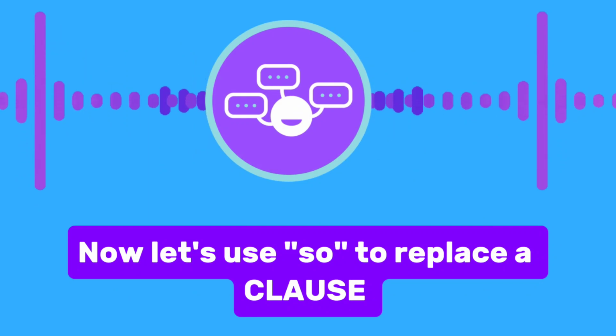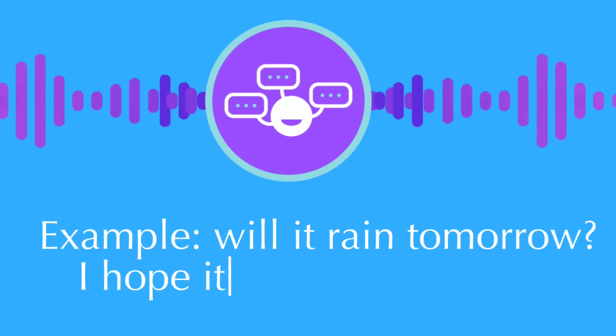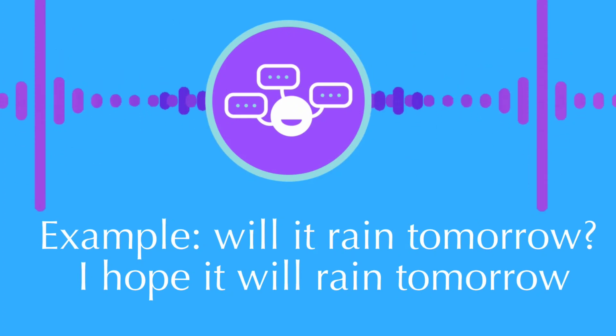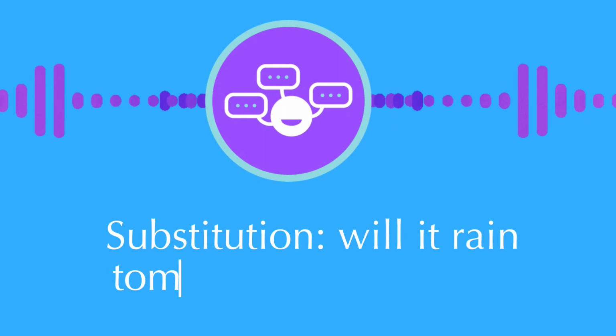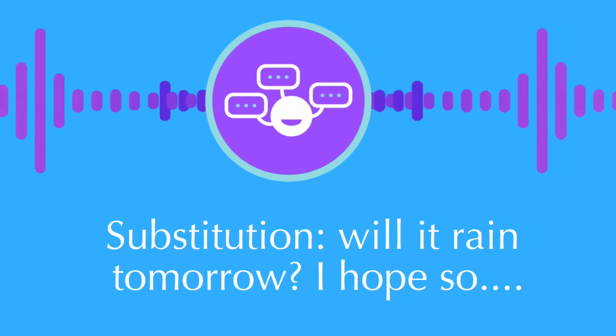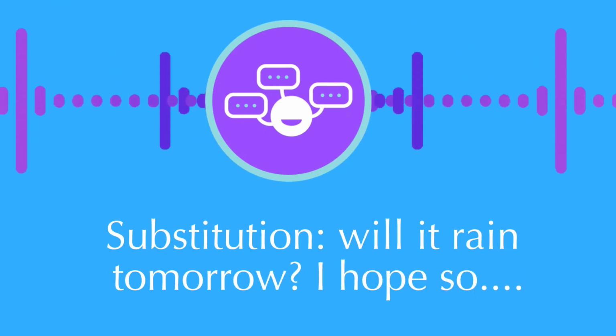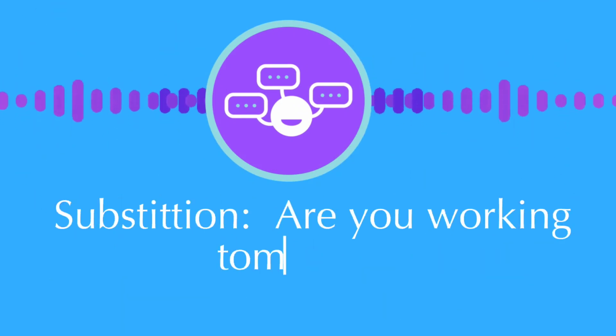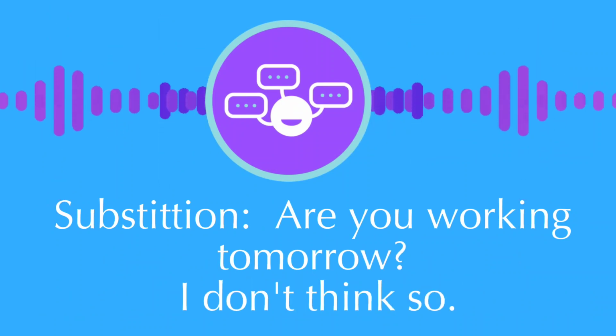Now, let's use so to replace a clause. Will it rain tomorrow? I hope it will rain tomorrow. The substitution will be: will it rain tomorrow? I hope so. Are you working tomorrow? I don't think that you are working tomorrow. The substitution would be: are you working tomorrow? I don't think so.